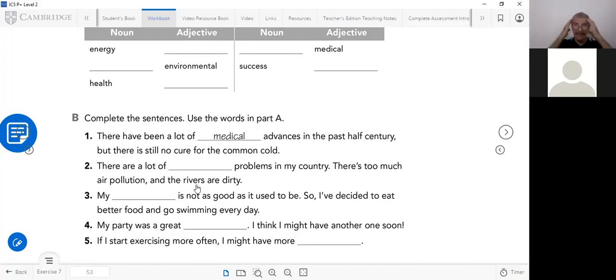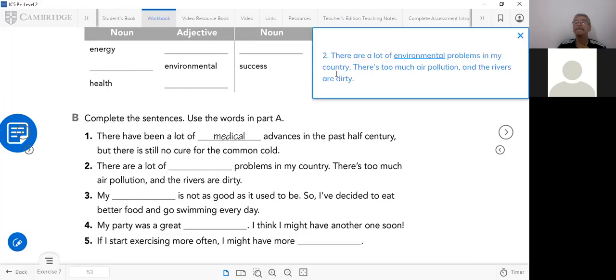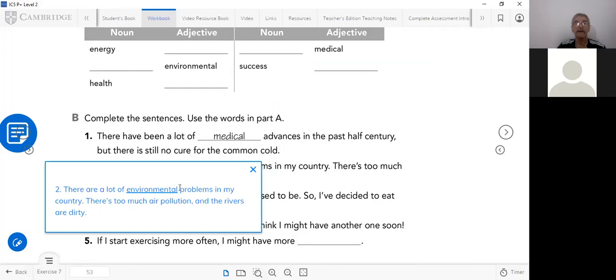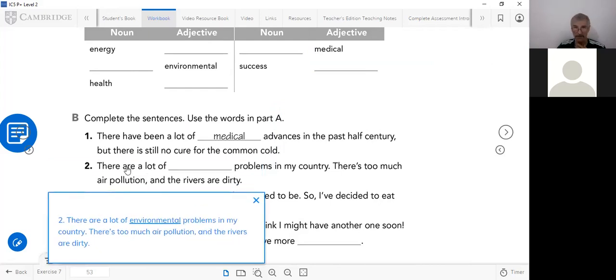In my opinion, yes. What do you think? There are a lot of environmental problems in my country. There's too much air pollution. You know why? Because when you're talking about pollution, it is due to the environmental problems that you have. So you have pollution, right? Much smoke, industry, many cars running here and there. So yes, there are a lot of environmental problems, okay?